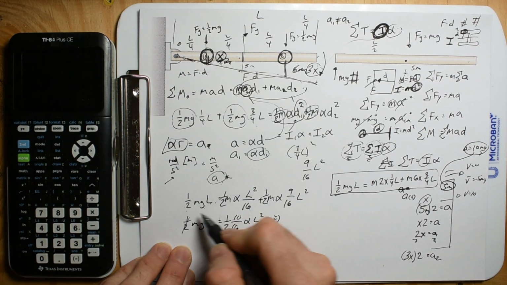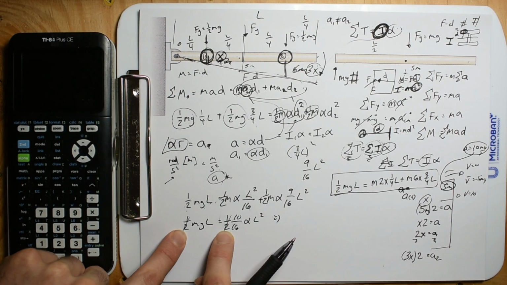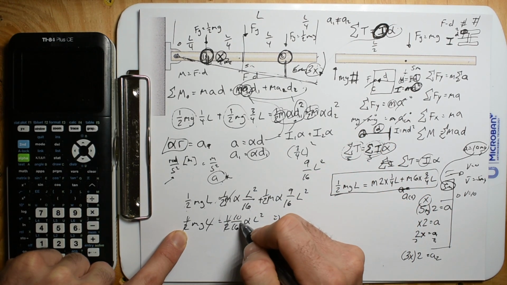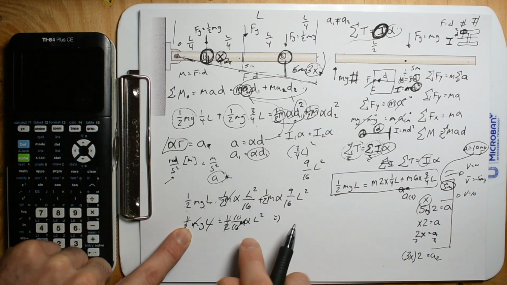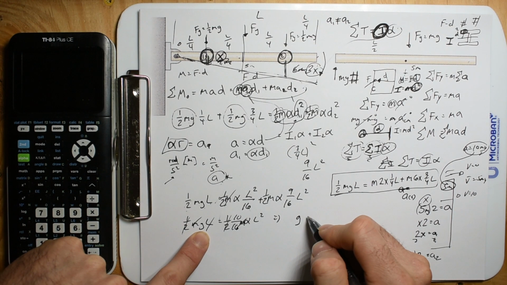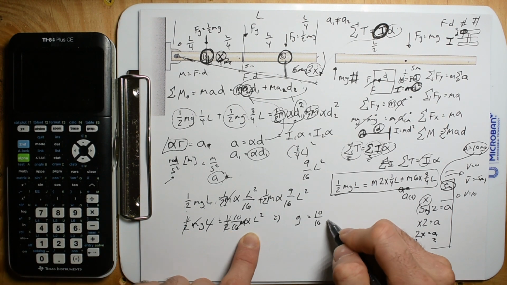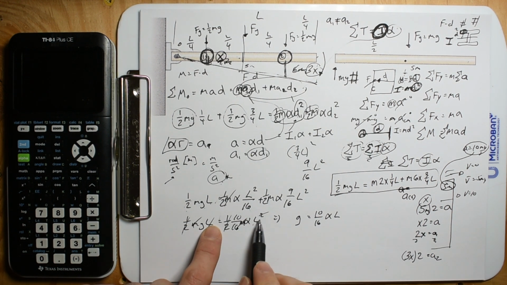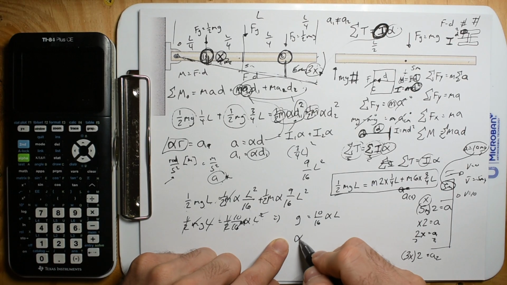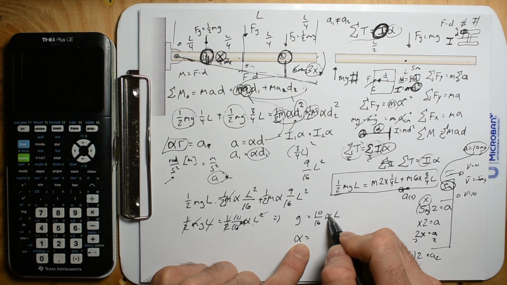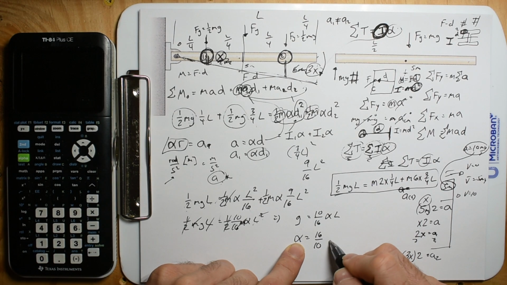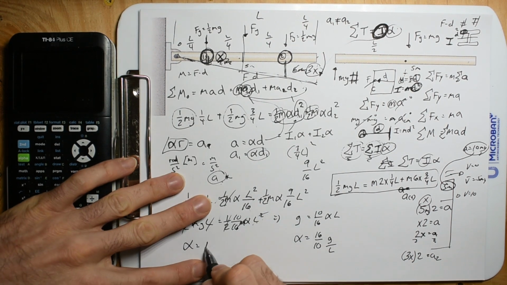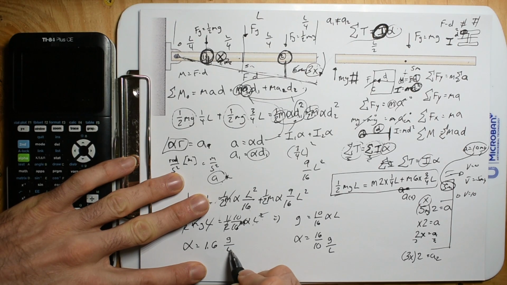So here we can simplify by canceling the 1/2s. We can cancel an L. Oh, and there should be a mass right here. So sorry, 1/2 m. So we can cancel the mass. And so we're going to have g is equal to 10/16 alpha, and then just one of these L's, because one got canceled. Alright, so now I'm just going to solve for alpha. It's going to be 16/10 g divided by L, and this is going to be 1.6. So we have 1.6 g divided by L.